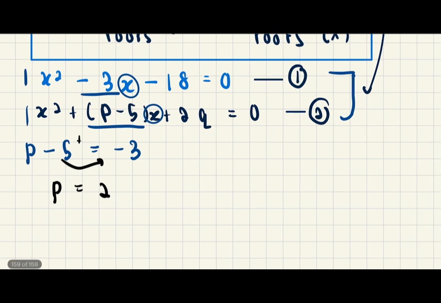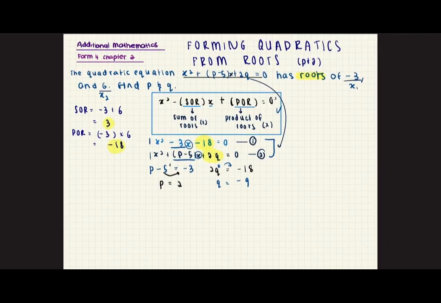Alright? And then here, you can see these 2 are constants: negative 18 and 2q. So 2q is equal to negative 18. We know our q is, there's no p, sorry. So this is multiply, we move, it becomes divide. q is equal to negative 18 divided by 2, which is negative 9. So you got your p and your q.